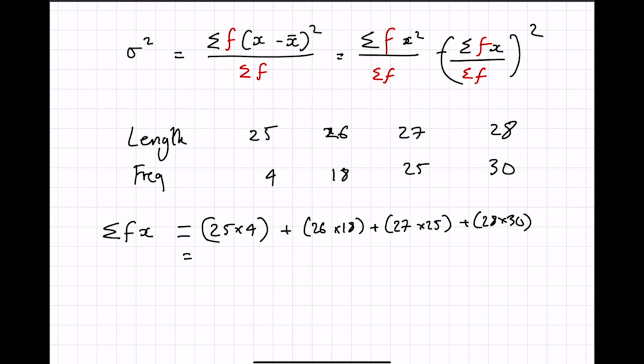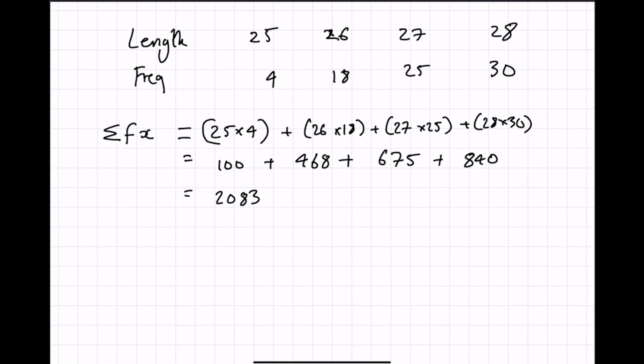So let's just put all of those into our calculator once again. 25 times 4 is 100, plus 26 times 18, which is 468, plus 27 times 25, which is 675, plus 28 times 30, which is 840. So if you add that all up, 100 plus 468 plus 675 plus 840, you get 2083. Cool. That's the sum of fx.